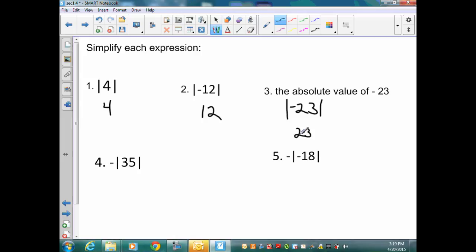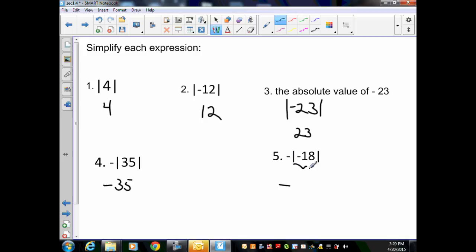Number 4, the negative absolute value of 35. Since this is on the outside of my symbol, I have to bring that down. So I bring the negative down, and then I take the absolute value of 35. The absolute value of 35 is a positive 35. But that negative now makes that a -35. Number 5, I have an absolute value symbol of a -18, but there's a negative out front. I bring that negative down, then take the absolute value of a -18, which is 18. Well, my solution is a -18.